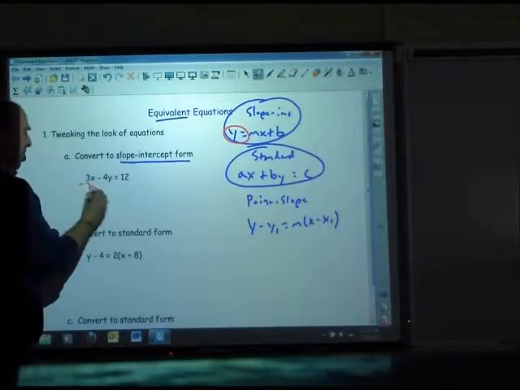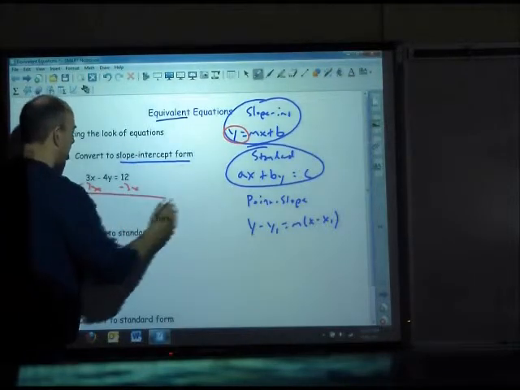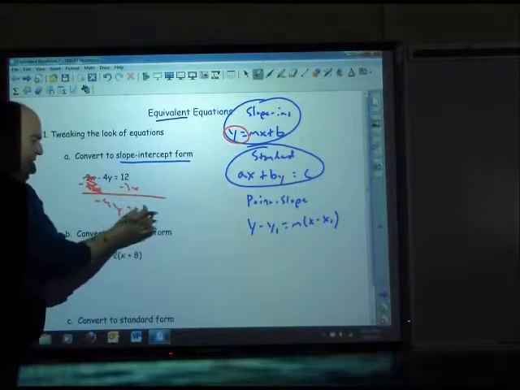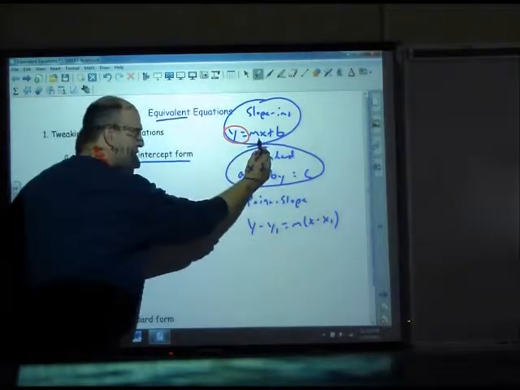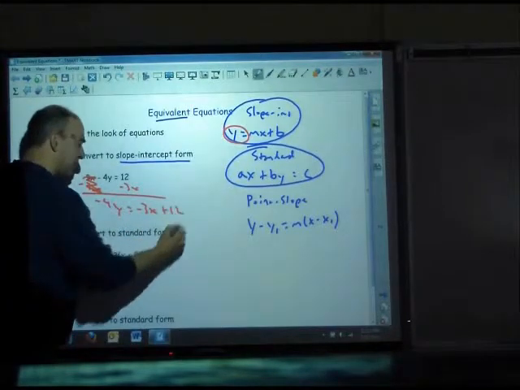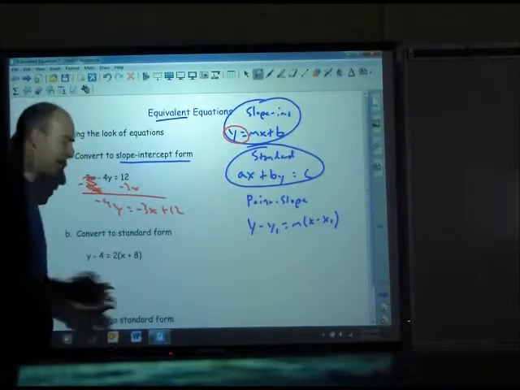So negative 3x, negative 3x. Those will reduce out. Negative 4y equals, remember to put the x term in front of the constant. So negative 3x, and then 12 is in the back, and simply divide by -4.